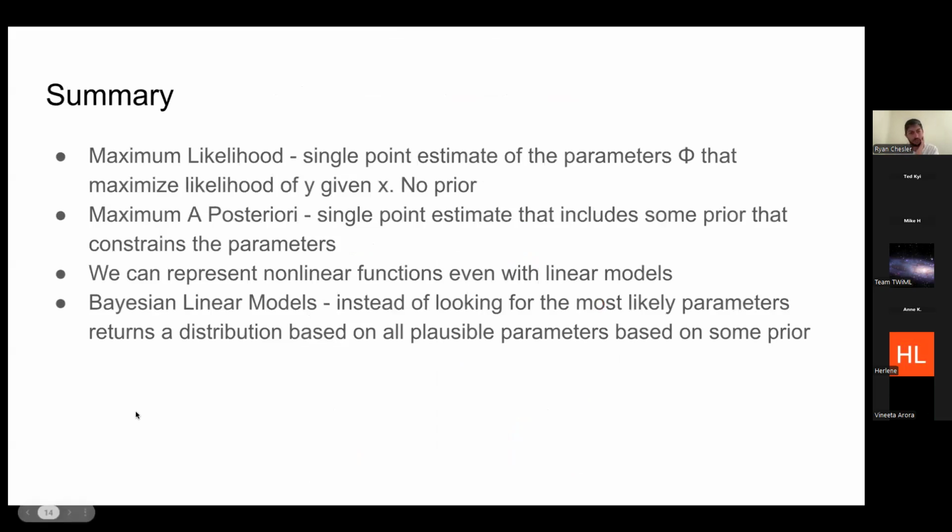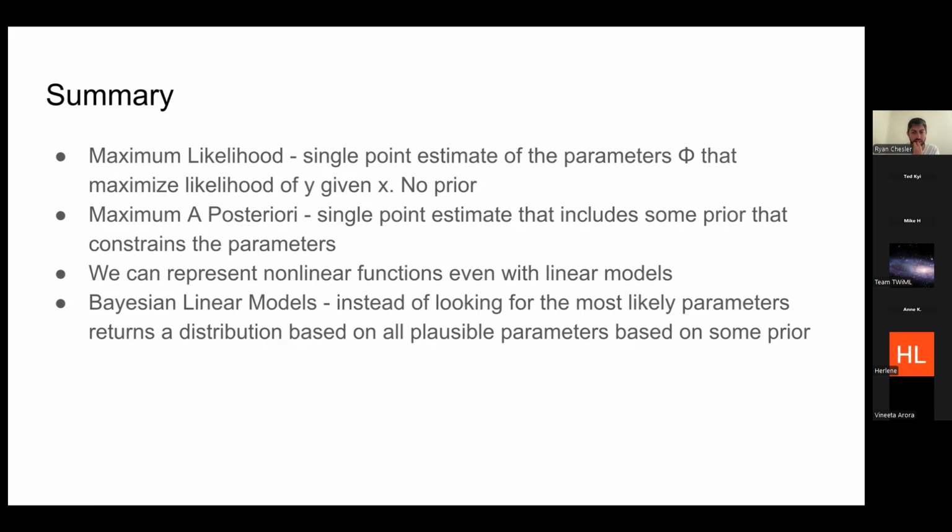So wrapping up all of the stuff that we've looked at. We looked at maximum likelihood. That's a point estimate of the parameters that maximize the likelihood of y given x. So there's no prior in that case. It's just saying unconstrained. Find the set of weights that will make the most likely y. So adjust the slope, do whatever you need for the polynomials. It's basically full range, do whatever you can to match the distribution at all points.